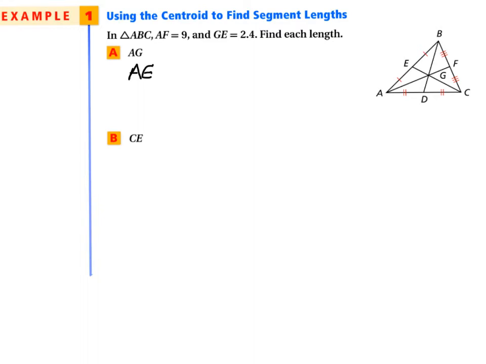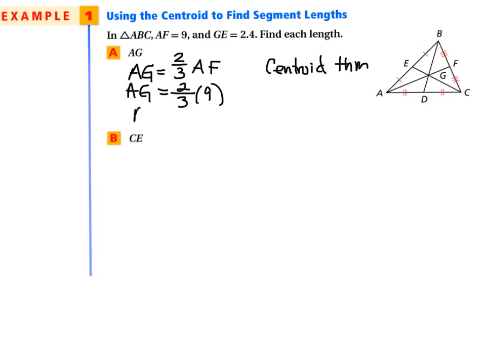We know that AG, which is the longer piece, is going to be equal to 2/3 of AF. And the reason is AG is the longer part, so that's going to be the 2/3 part. Our reason would be the centroid theorem. By substitution, I know AF is 9. And that would give me a length of 6 for AG.